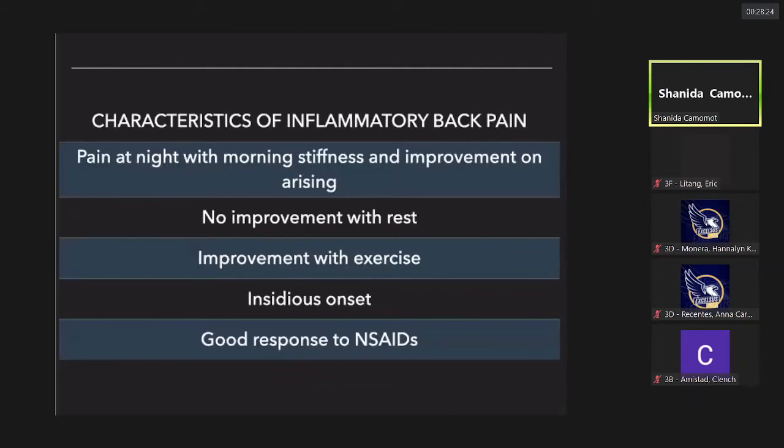So it may also present as inflammatory back pain when it involves the sacroiliac joints. So how do we know that a person has an inflammatory type of back pain? Because I know we do experience back pain at certain points of our lives. So you know that it's an inflammatory type of back pain if the pain occurs at night with morning stiffness and there is improvement on arising. There is no improvement with rest. There is improvement with exercise. It is insidious in onset and it has a good response to NSAIDs.